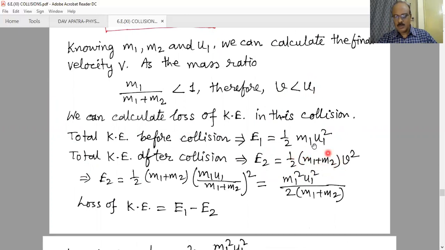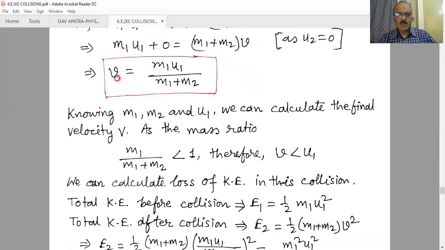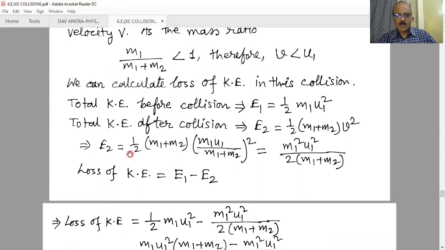Now the masses all together, that is m1 plus m2, into v square, v the common velocity. Now from the above equation, if we put the value of v, the final kinetic energy after collision E2 is half into m1 plus m2 whole, into m1 u1 divided by m1 plus m2 whole square. Therefore, after the calculation, we get m1 square u1 square whole divided by 2 into m1 plus m2.